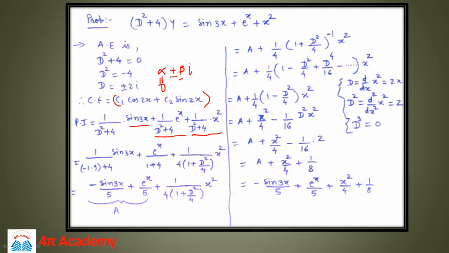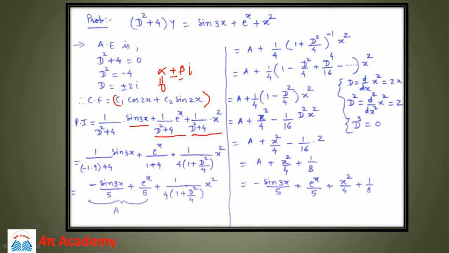So this will be equal to 1 upon, here if I put the value of d square as minus 1 into a square, then it doesn't become 0, so it is allowed, and therefore it will be minus 1 into 3 square, that is 9, plus 4, into sin 3x. So this is very simple. This is minus 9 plus 4, that is minus 5. So it will be minus sin 3x by 5. Then plus, for e raised to power x, if I substitute 1, then it doesn't become 0. So it is allowed, and hence it will be e raised to power x divided by 1 plus 4. So this is again simple. So the first part is minus sin 3x by 5 plus e raised to power x by 5.